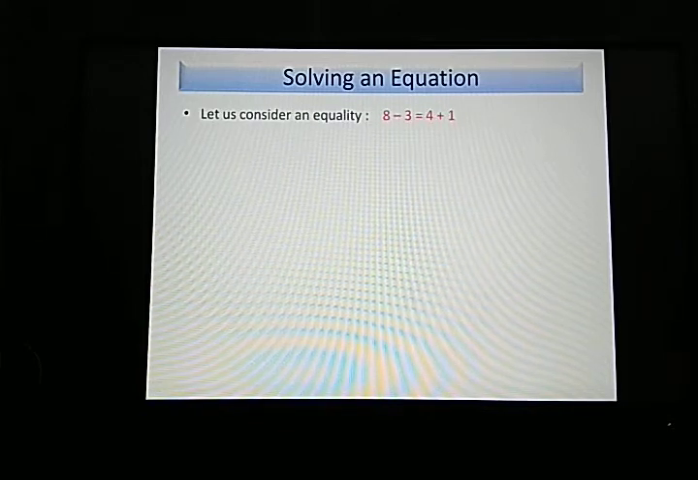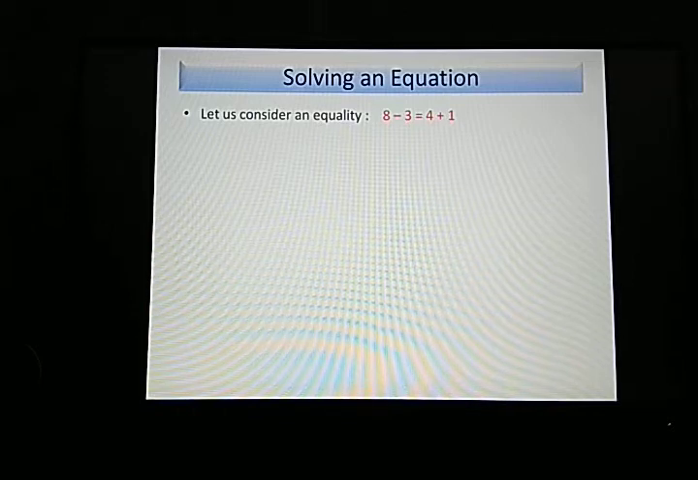First of all, let us consider an equality. Say for example, here it is given 8 minus 3 is equal to 4 plus 1. Now this is an equality because if you see carefully, the left hand side and the right hand side values are equal. So therefore we can say that it is an equality. Here in this case, on both the sides the value is 5. 8 minus 3 gives us 5, and 4 plus 1 also gives us 5. So this is definitely an equality. Now moving on.